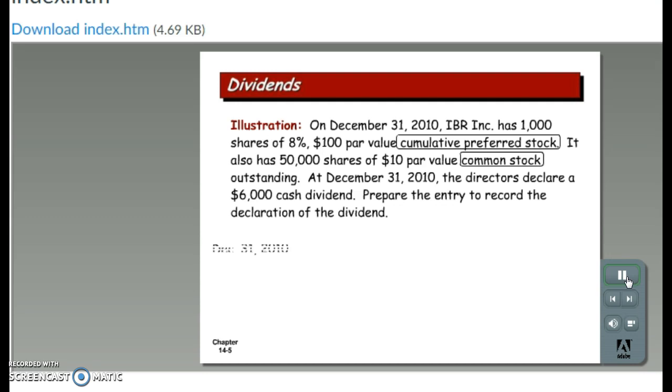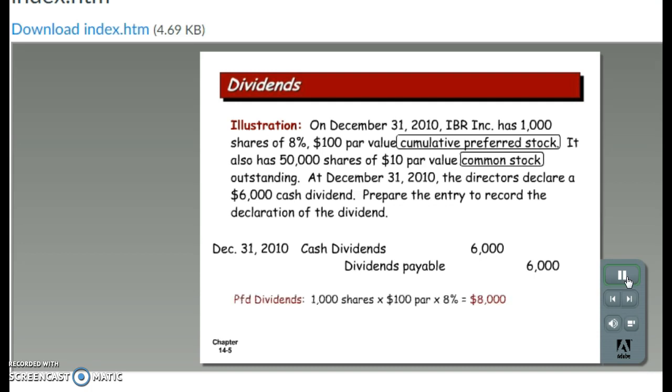The journal entry reported on December 31st, 2010 is a debit to cash dividends and an increase or credit to dividends payable. The annual preferred dividend amount is $8,000, calculated by multiplying the 1,000 shares by the par amount of $100 by the dividend rate of 8%. As of December 31st, 2010, there are dividends in arrears of $2,000, calculated as the difference between the annual amount of $8,000 and the declared amount of $6,000.